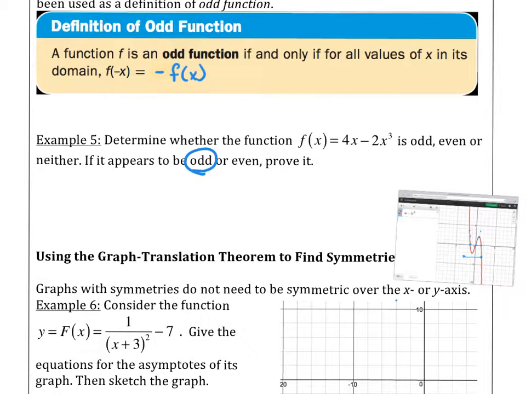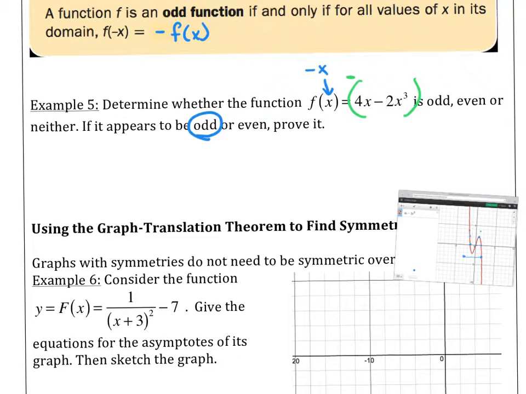So to test the odd, I have to input the negative x, and what I expect to get is the opposite of this one. When I put in a negative x, I expect to get the opposite of the output. So now we have to test that. So f of negative x is equal to 4 times negative x minus 2 times negative x cubed.